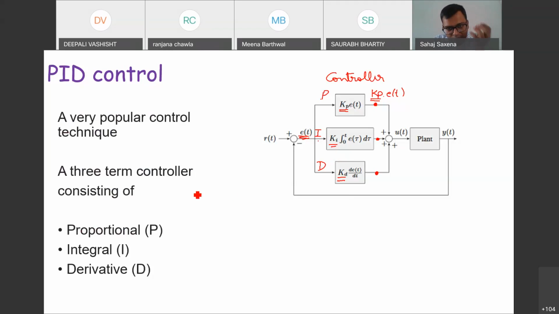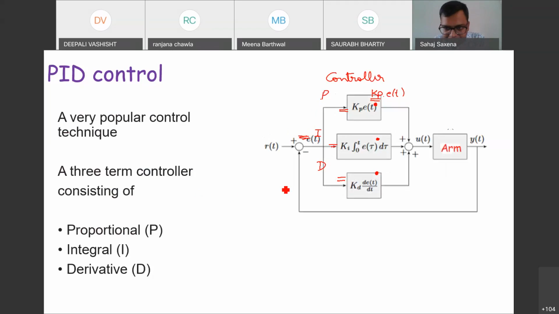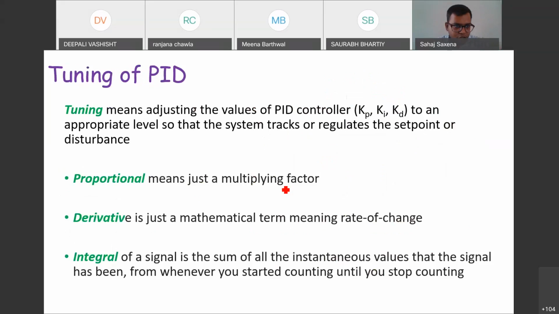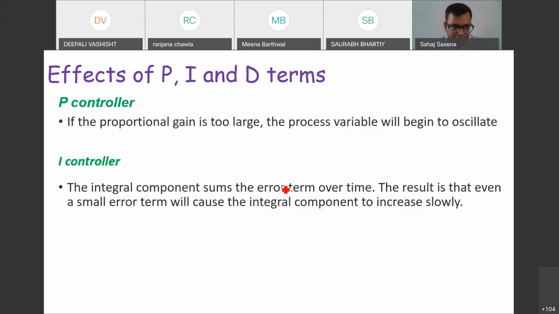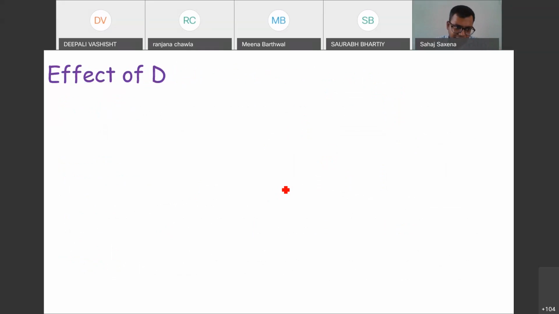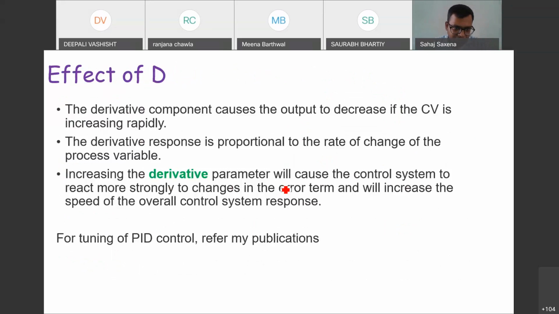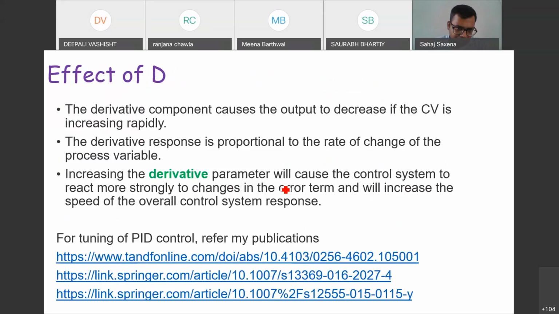So the main part is the tuning. What do you mean by tuning? Tuning means how we select the KP, KI, and KD terms. So KP, KI, and KD terms will be selected by some tuning methodologies. So these are the PID parameters, and what the P controller is, the I controller is, and the D controller is, you can read on the slide.